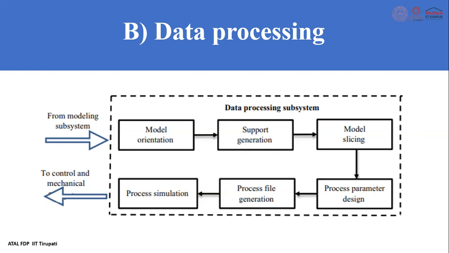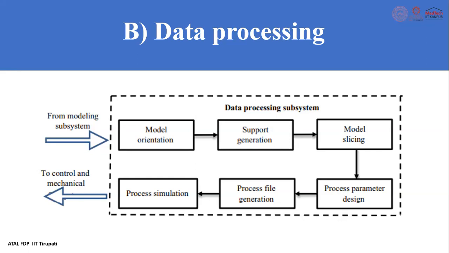Why is model orientation important? The strength of the component depends upon the model orientation. You can do it vertical, horizontal, or at an angle. From that model orientation, they try to reduce the supporting structure generation.